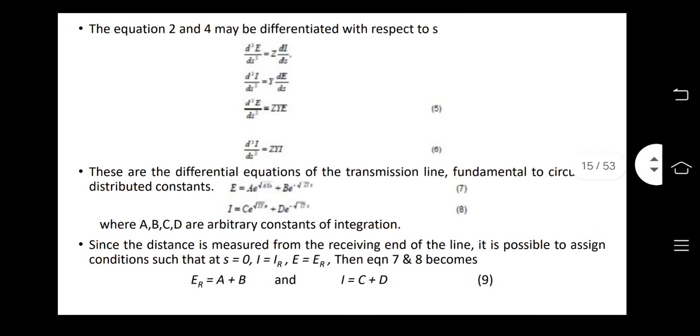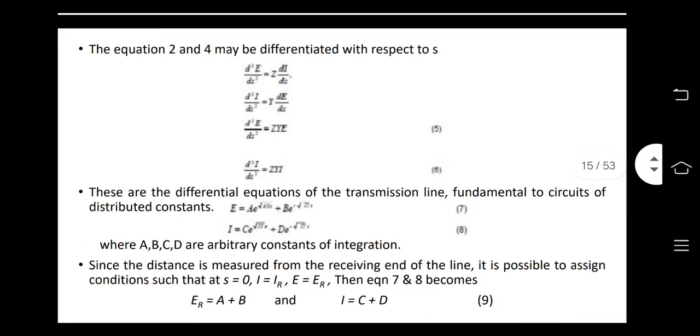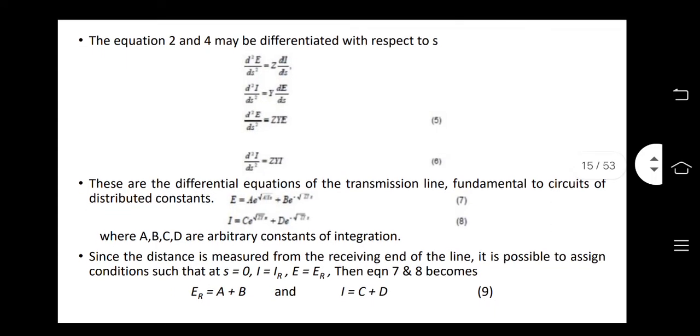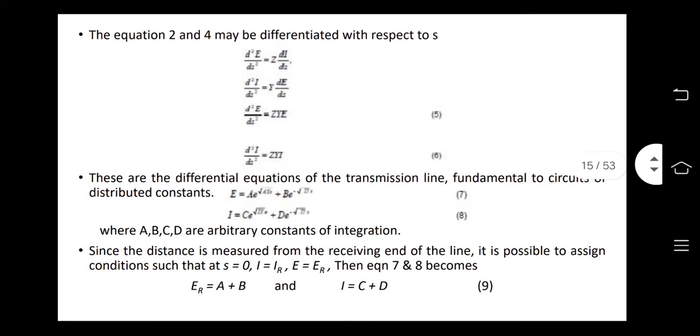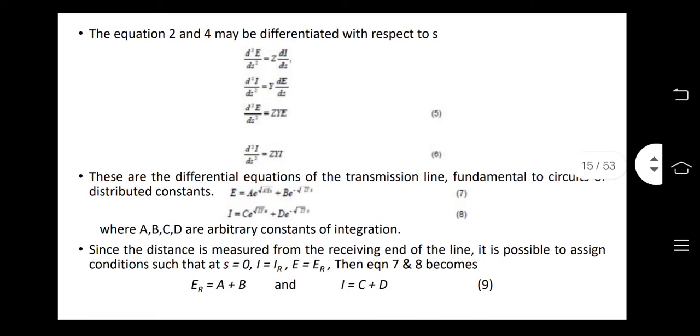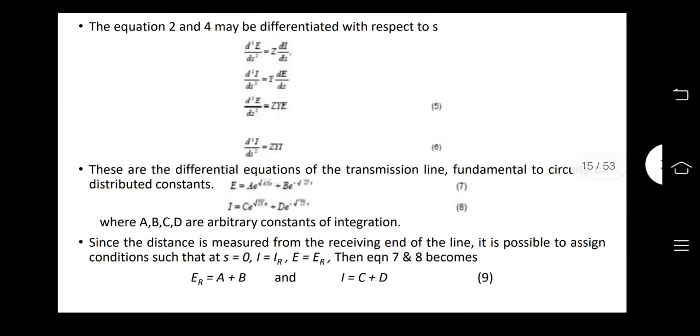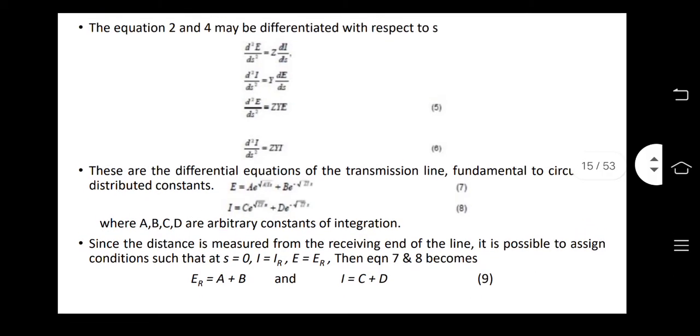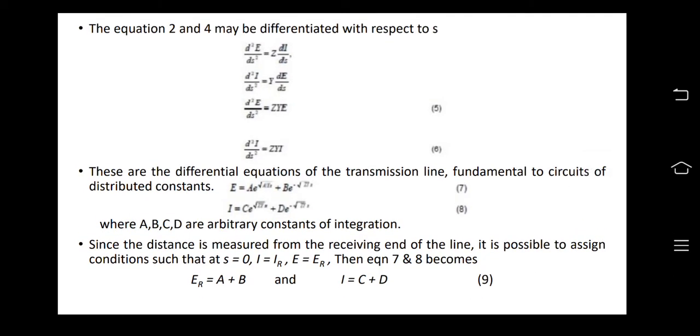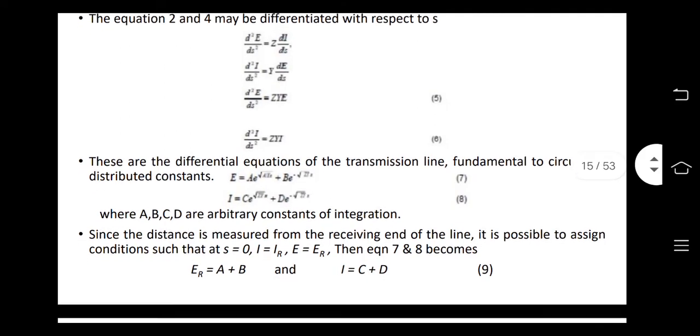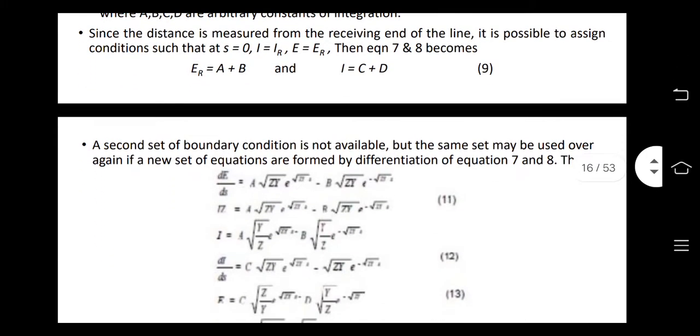And these differential equations of the transmission line, fundamental to circuits of distributed constants, can be solved to find the final equations of E and I, where A, B, C, D are the arbitrary constants of integration. Since the distance is measured from the receiving end of the line, it is possible to assign the conditions such that at S equals 0, I equals IR and E equals ER. Therefore, equations 7 and 8 become ER equals A plus B and IR equals C plus D. So, this becomes the set of equations 9.